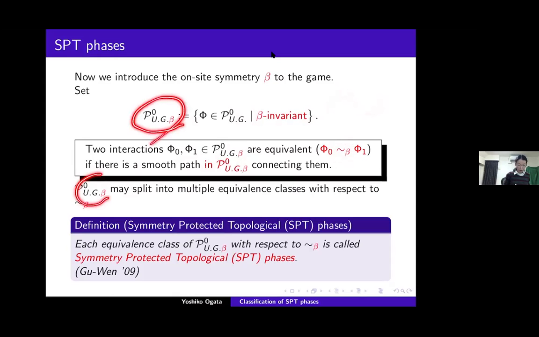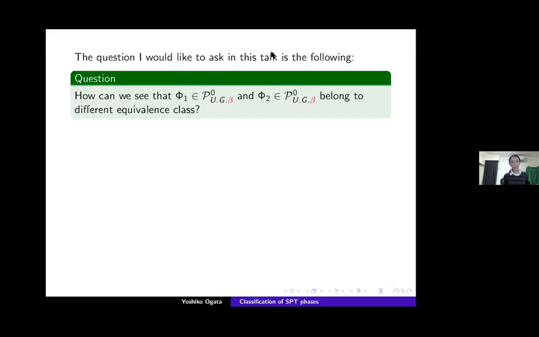Therefore, in general, this set may split into multiple equivalence classes with respect to this final classification. And the resulting equivalence classes are the SPT phases, symmetry protected topological phases. That is the definition of SPT phases in our operator algebraic setting, and that is what I'd like to think about. And in this talk, the question I would like to ask is the following. How can we say that two interactions belong to different equivalence classes, or different phases? That is the question I'd like to ask in this talk.